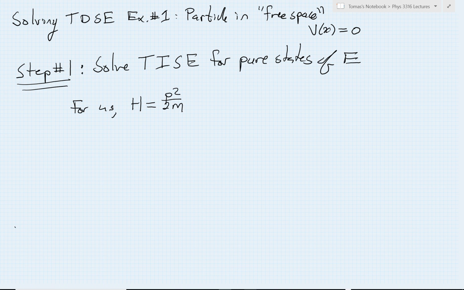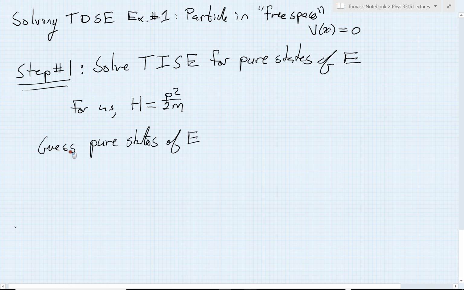And our job then is to try to find out what are the pure states of energy in this particularly simple case. Now, the pure states for the energy are something that should be somewhat familiar to you for this particular case. So we're going to guess at them. Ultimately, we're solving the time-independent Schrodinger equation, but the only way to solve any differential equation, ultimately, is to guess. But here we can use our physical insights. So we want to guess for our pure states of energy E.